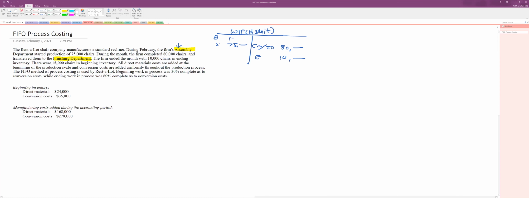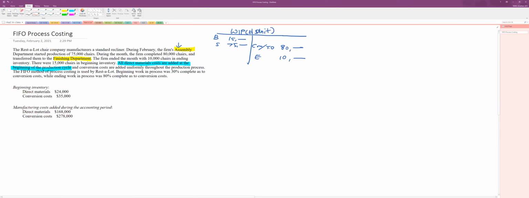In the beginning, 15,000. As you see, the right side is 90,000, and the left side is 90,000. So the numbers match. All right, this is the summary of the physical flow. All direct materials are added at the beginning of a production cycle. This is important information. That means every time you start a new job, you immediately place 100% of the DMs needed.